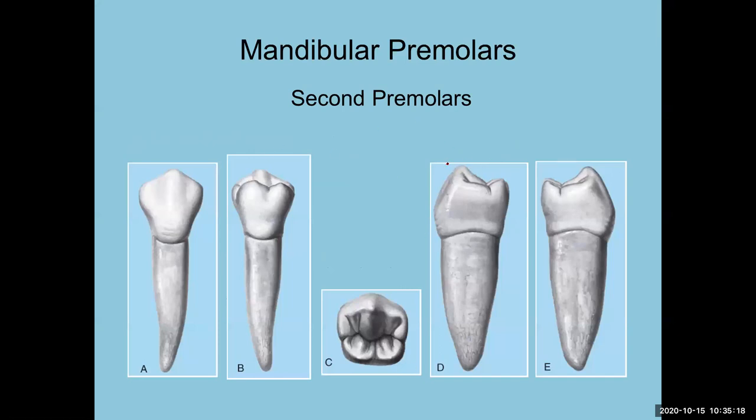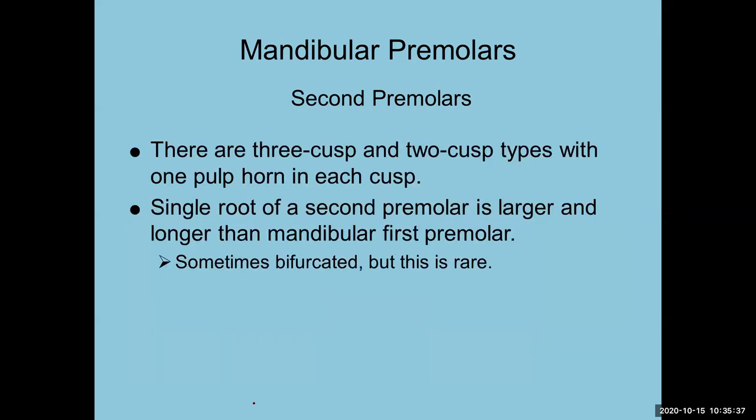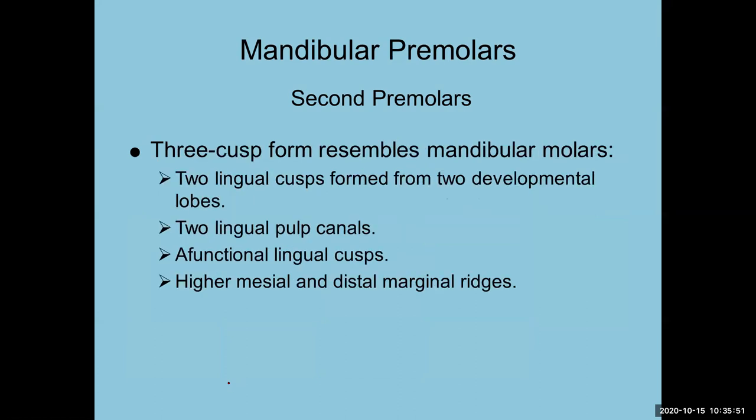So instead of being non-functional, look at the cusp size here. You've got a larger lingual cusp. It's taller. This is the three cusped type. There are three and two cusp types of second premolars. They usually have a single root. Bifurcation is rare. The three cusp form resembles mandibular molars in that you've got two lingual cusps with two developmental lobes. You've got two pulp horns. You've got afunctional lingual cusps.